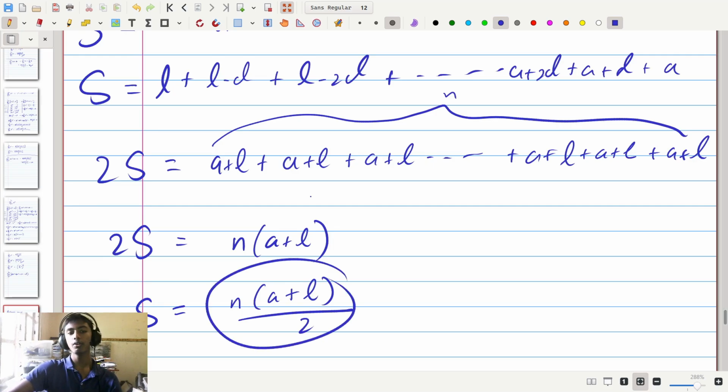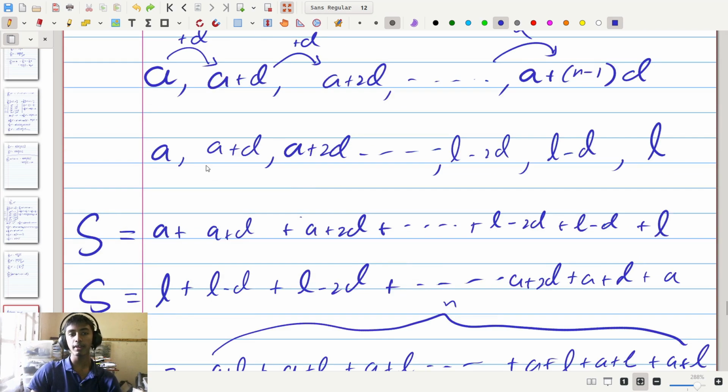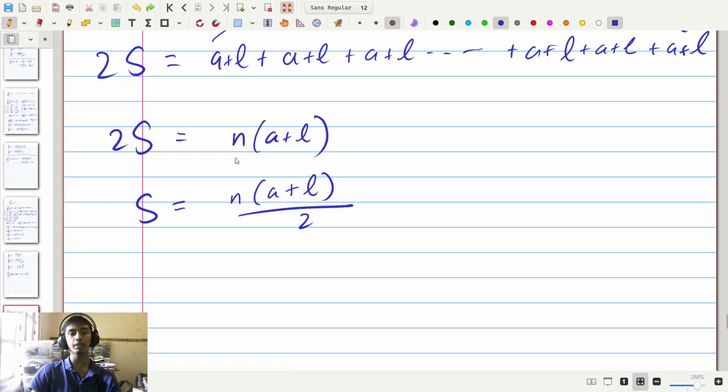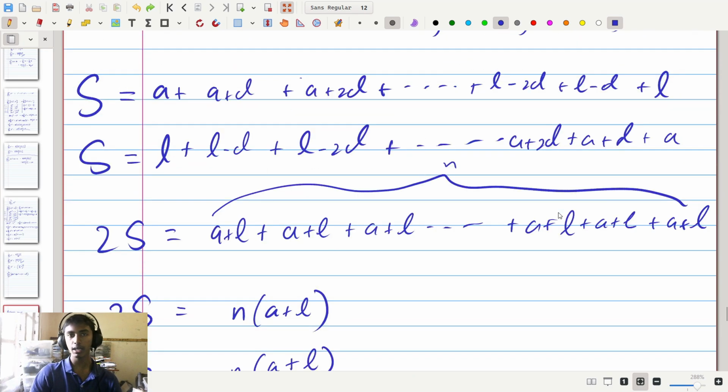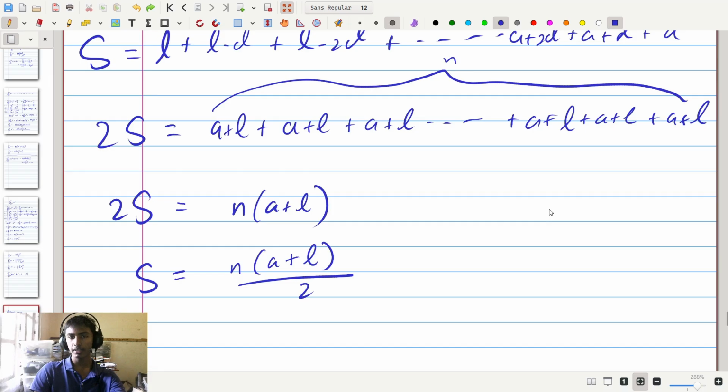So there we go, we have a sum of the form n times the first term plus the last term, divided by 2, for an arithmetic series where the first term is a and the last term is L. You'll note that we don't really care what the d is here because it's encoded inside what the n is. The total number of terms and the first term and the last term also encode the difference of d between each consecutive term. We can of course write this another way.